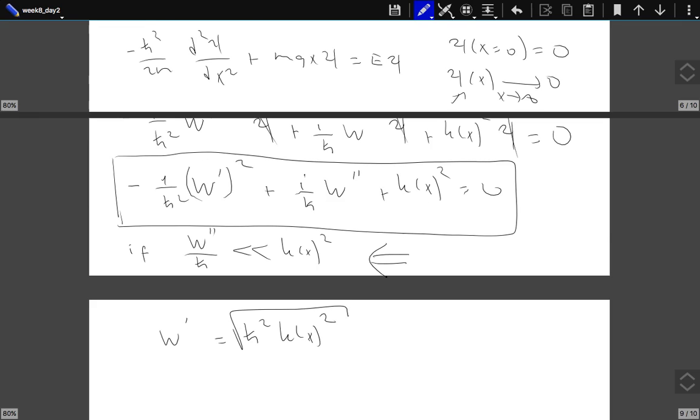Now, what does this mean? We will discuss in a moment. So for the time being, let's just assume that omega double prime over h bar is much, much less than kx squared, so I can just ignore that term. If that condition is satisfied, so omega prime is plus or minus this one. Or omega of x will be plus or minus h bar integral of square root of k of x dx. Let's say x prime up to the upper limit being x.